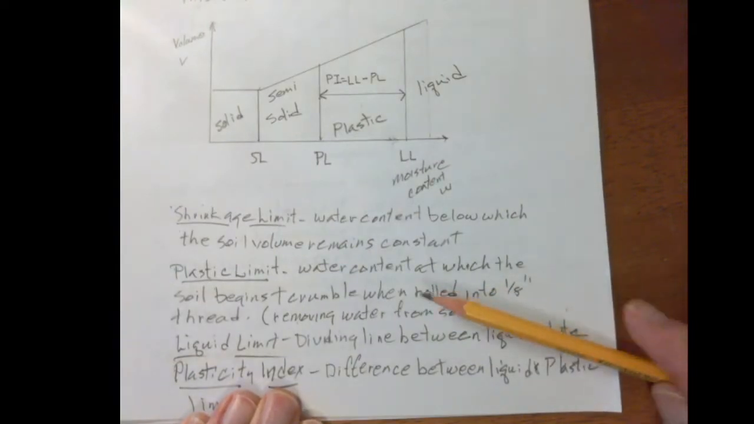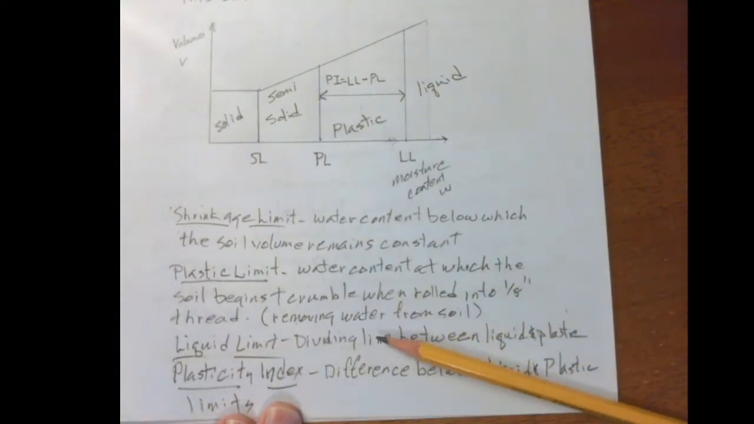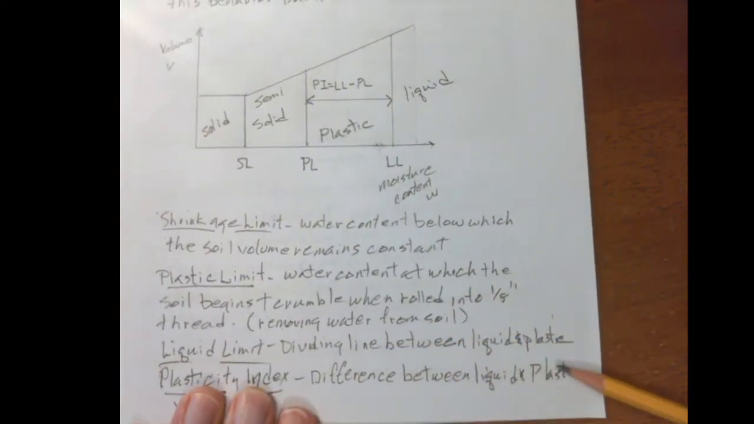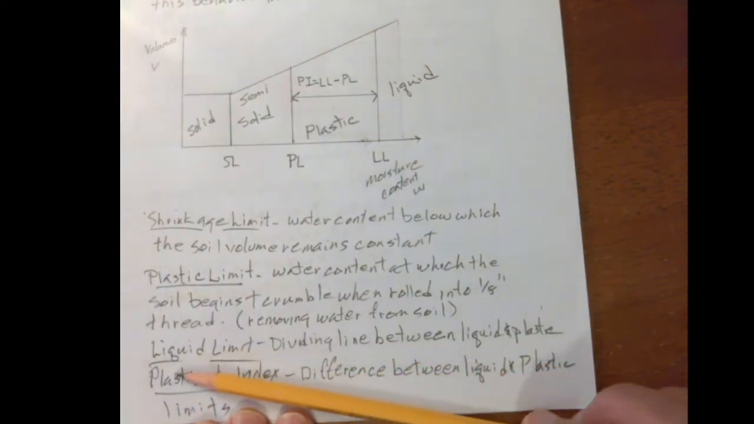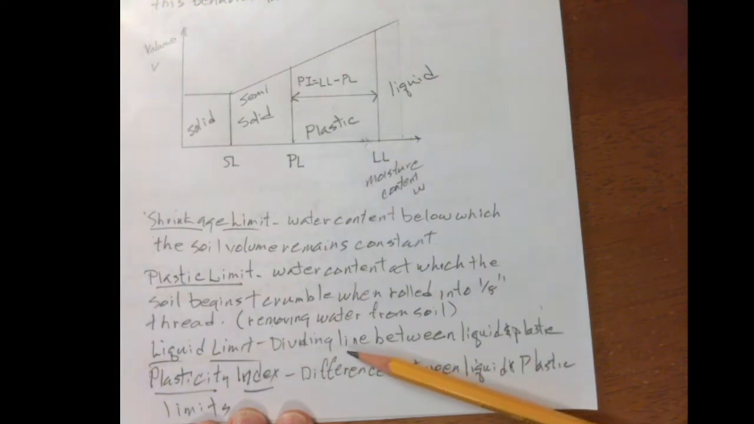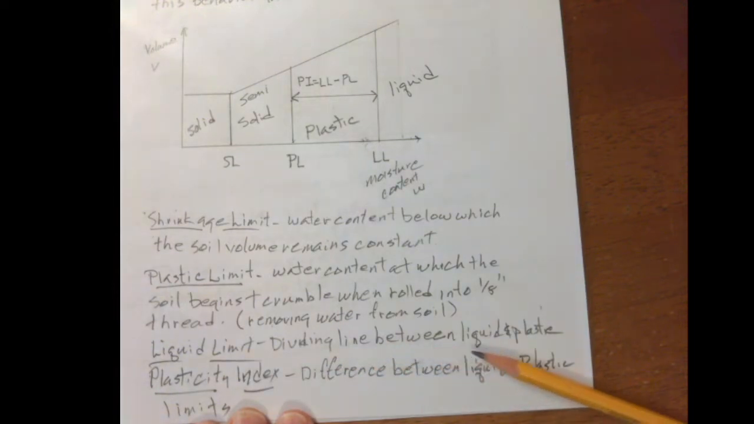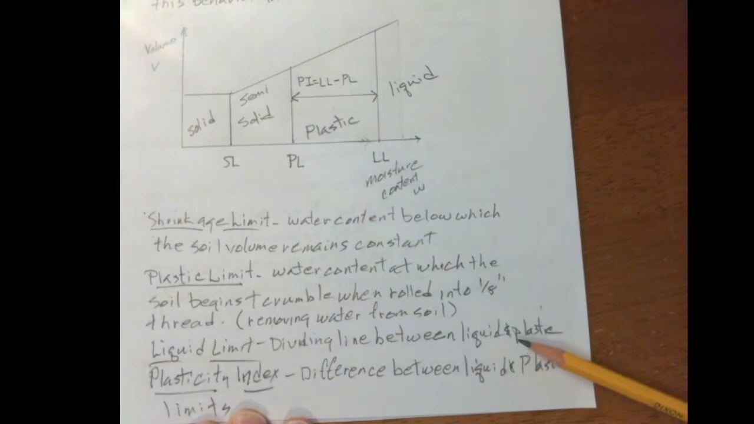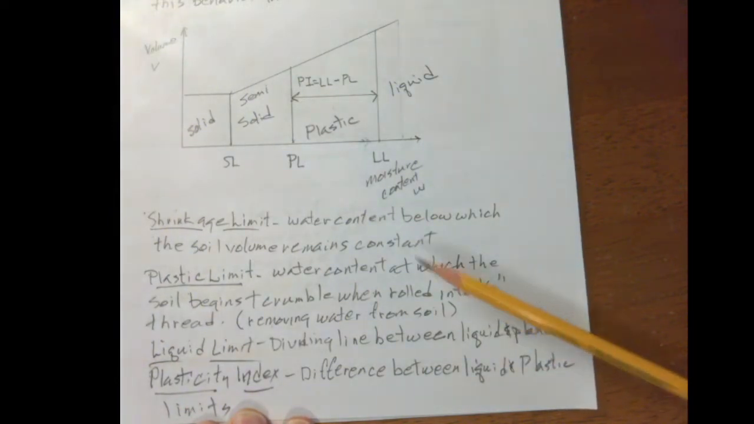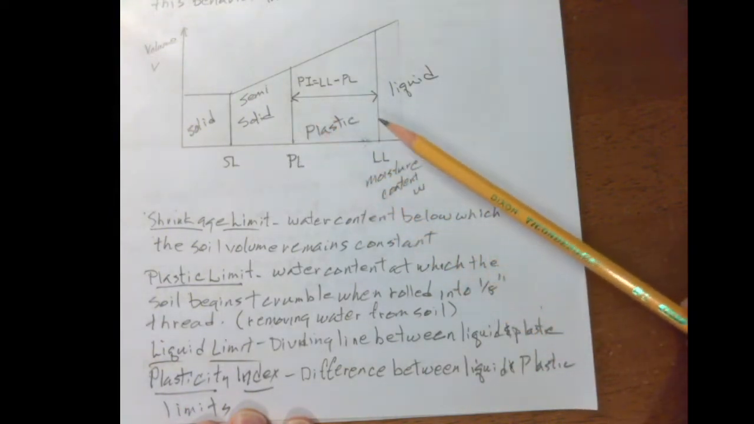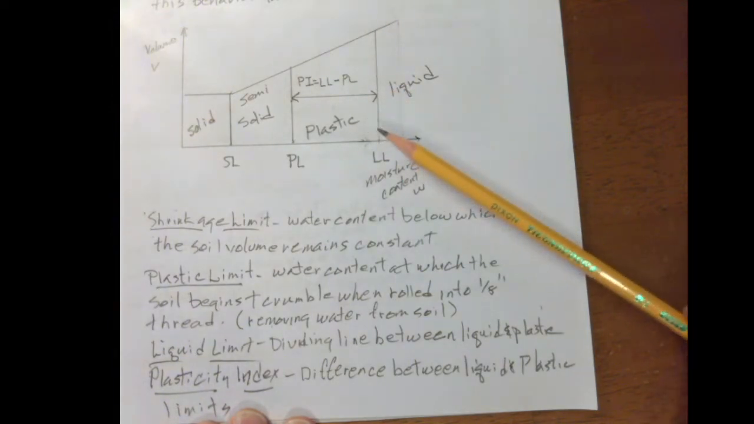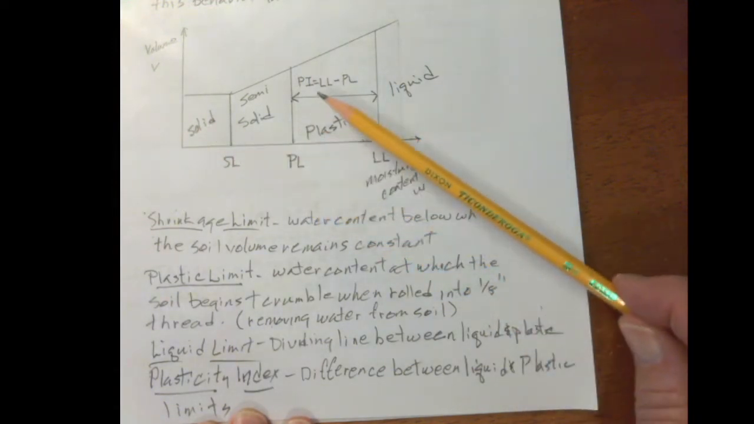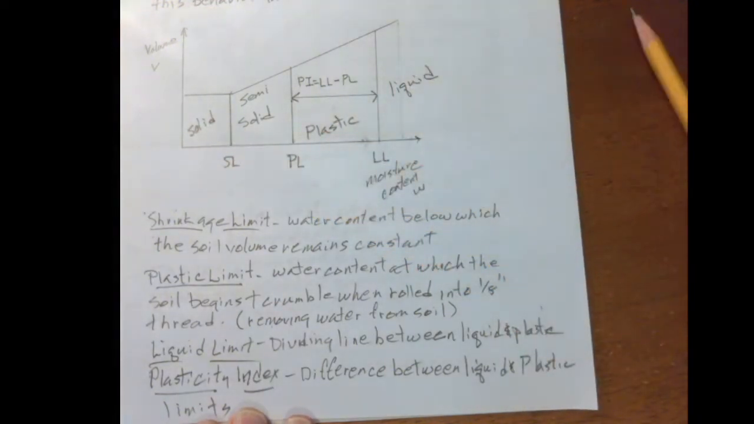So the liquid limit is what divides the liquid state. The liquid limit is the dividing line between the liquid and the plastic. That is the liquid limit. So we go solid, semi-solid, plastic, liquid.